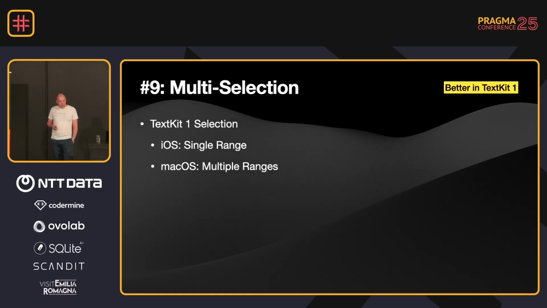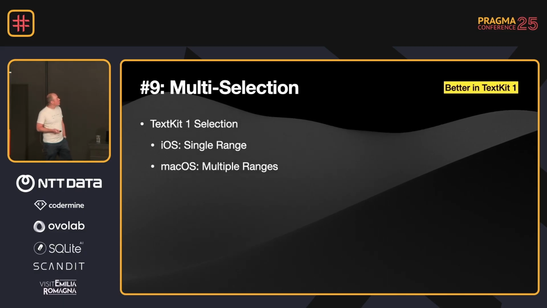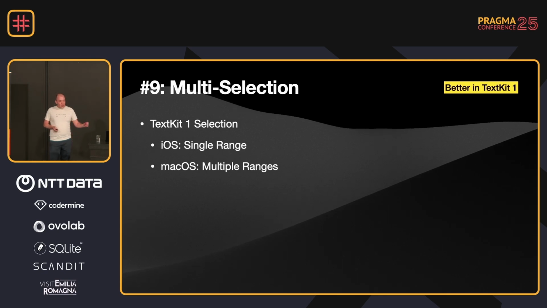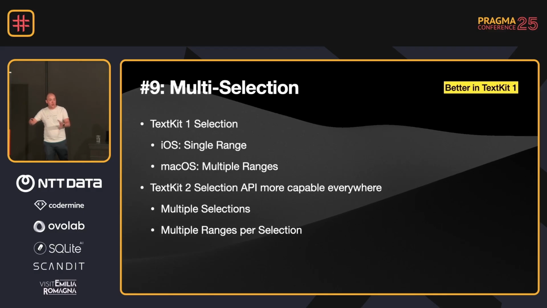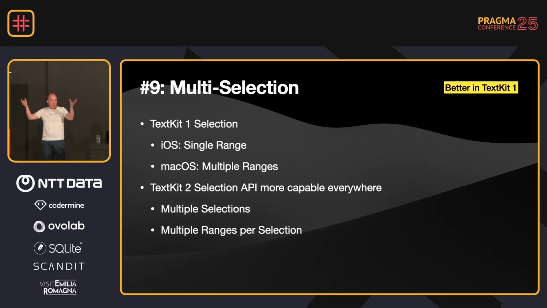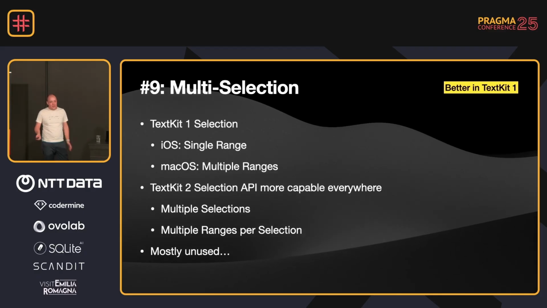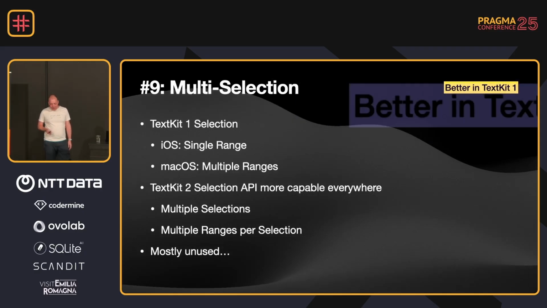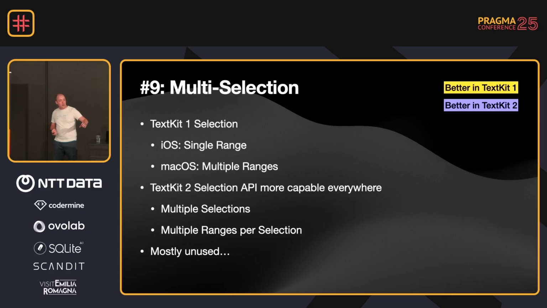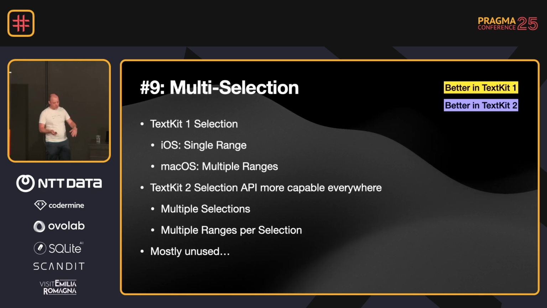And here's a little technical detail. In TextKit 1, on iOS, on mobile, you have just one single selection range. And on macOS, you have multiple selection ranges because you can do multiple selections. In TextKit 2, it's actually much more capable. You can have multiple selections, and each selection can consist of multiple ranges. It's like, wow. That's what the API does. It's mostly unused. They're just using a single range everywhere. I don't know. Maybe eventually. But this is one of those things that are better in TextKit 1, but also better in TextKit 2, because theoretically it could be better, but it's not.